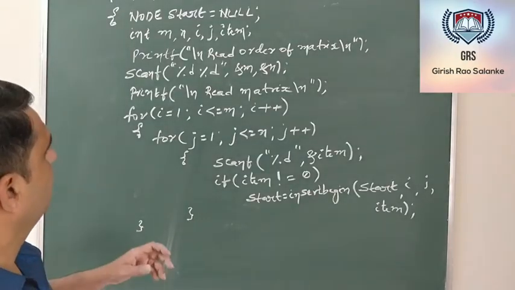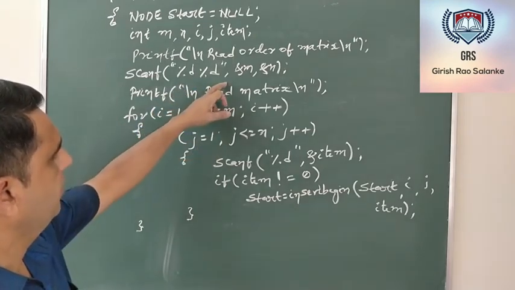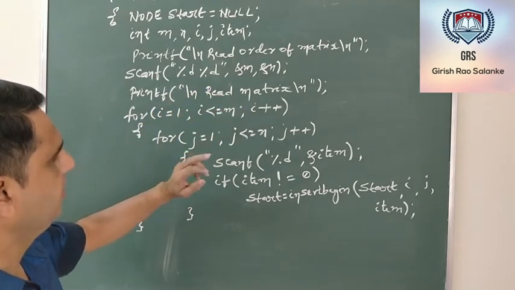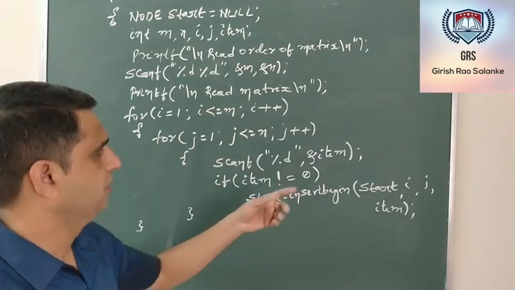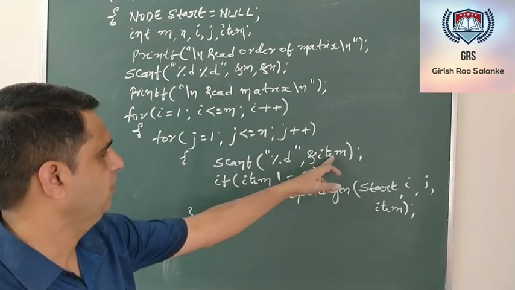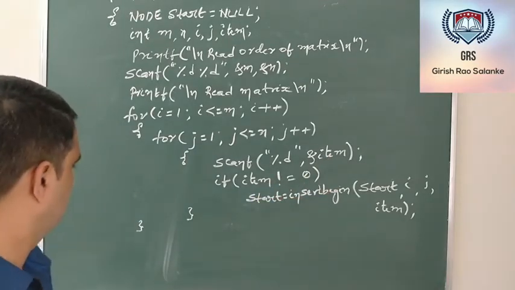Hope this should be fine. What I have done, I have read the order of the matrix. After reading the order of the matrix, I am reading the matrix element. I am reading the whole matrix element. It may either be 0 or non-zero. If it is 0, I am not doing anything. If it is non-zero, then I am putting it onto my double linked list.